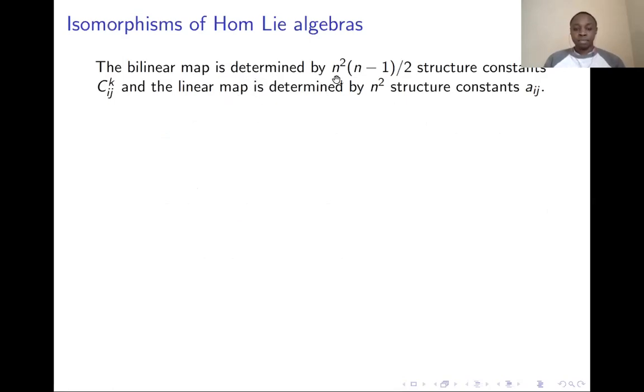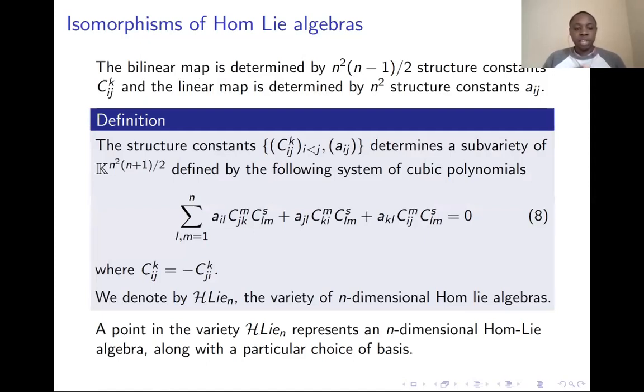they are embedded in a space of dimension n squared (n minus 1) over 2 plus n squared, because the bilinear map is skew-symmetric, so it contributes this number of structure constants, C_ijk, and the linear map contributes n squared, which is the dimension of a linear transformation. So this gives us a definition of a variety contributed from these structure constants. The structure constants, the C_ij's and the A_ij's, determine a subvariety which sits in K to the n squared (n plus 1) over 2, which is just the sum of these two, defined by the system of polynomial equations that we have already derived, together with skew symmetry.